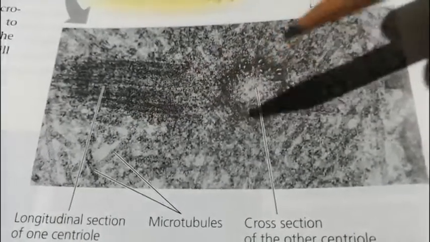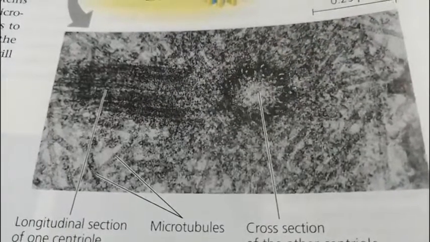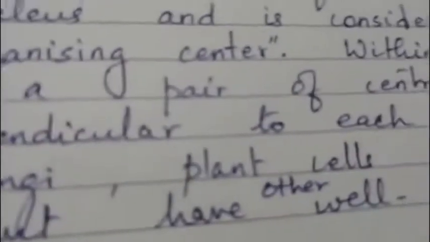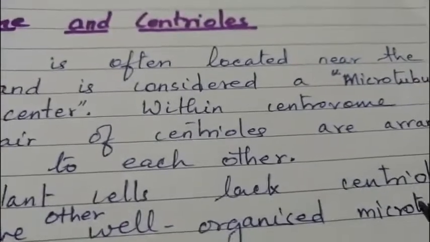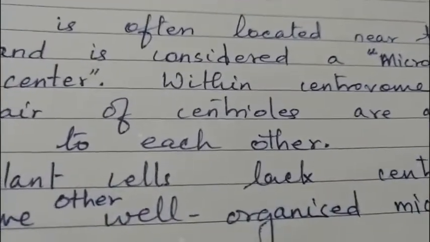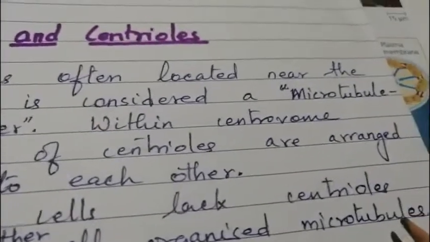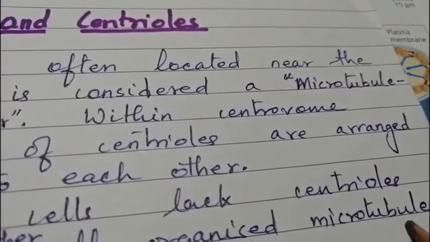Fine. Now note that plants and fungi cells lack centrioles. Then how will microtubules be formed? So they have other well organized microtubule organizing centers in them.